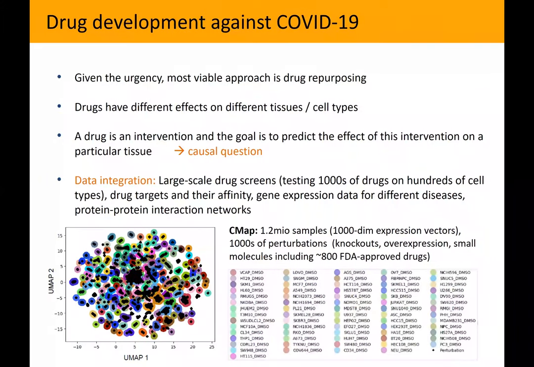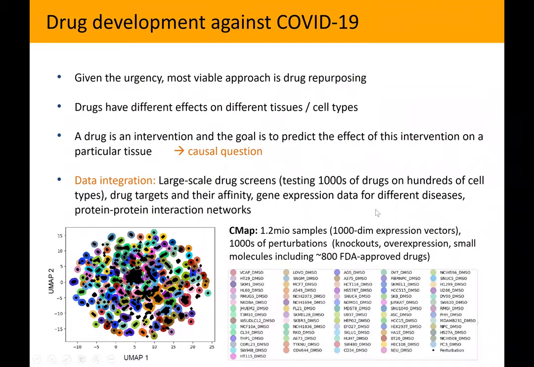So drug discovery in COVID-19, and how does it fit into causality and data integration questions? Well, given its urgency, it's mainly a drug repurposing question, right? I would like to find drugs that are able to reverse the effect of SARS-CoV-2 in cells.